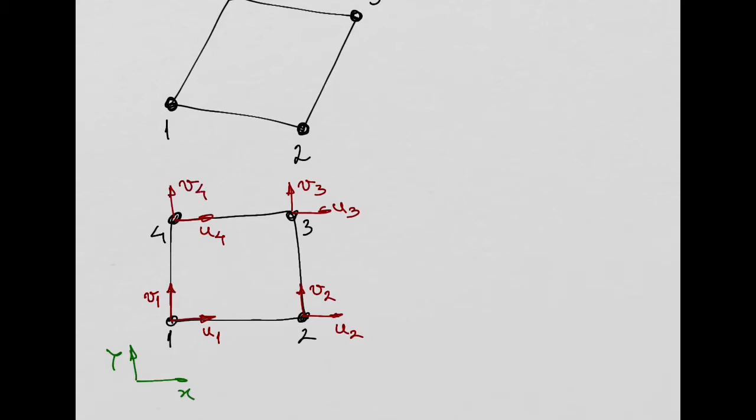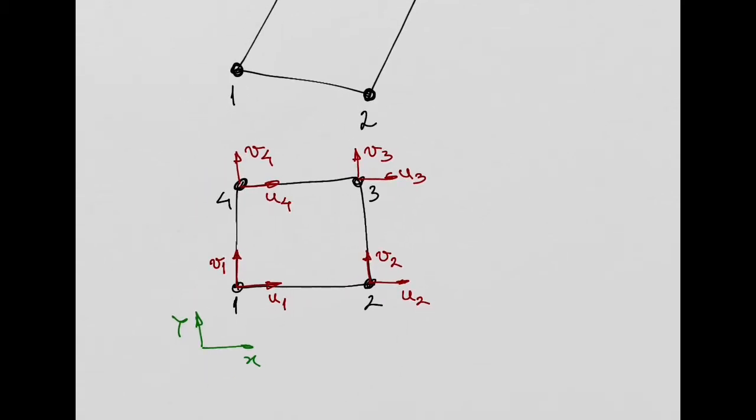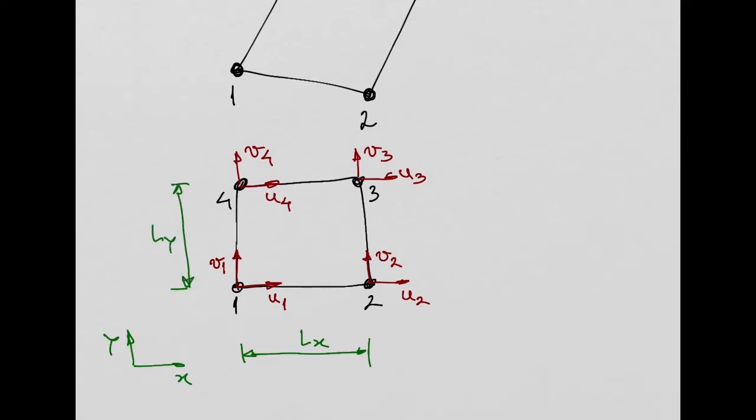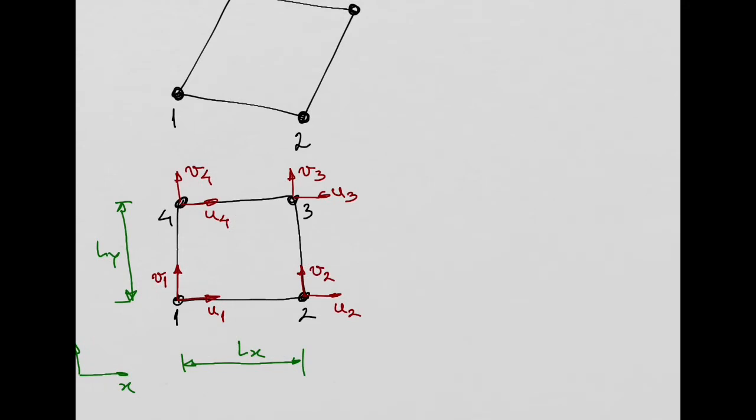And of course this element will have some dimensions in the x and y direction, okay? So I will represent here. It will have a dimension, let's say Lx, and it will have a dimension Ly. Okay, so these degrees of freedom that you see there, this element will have approximation functions or shape functions.